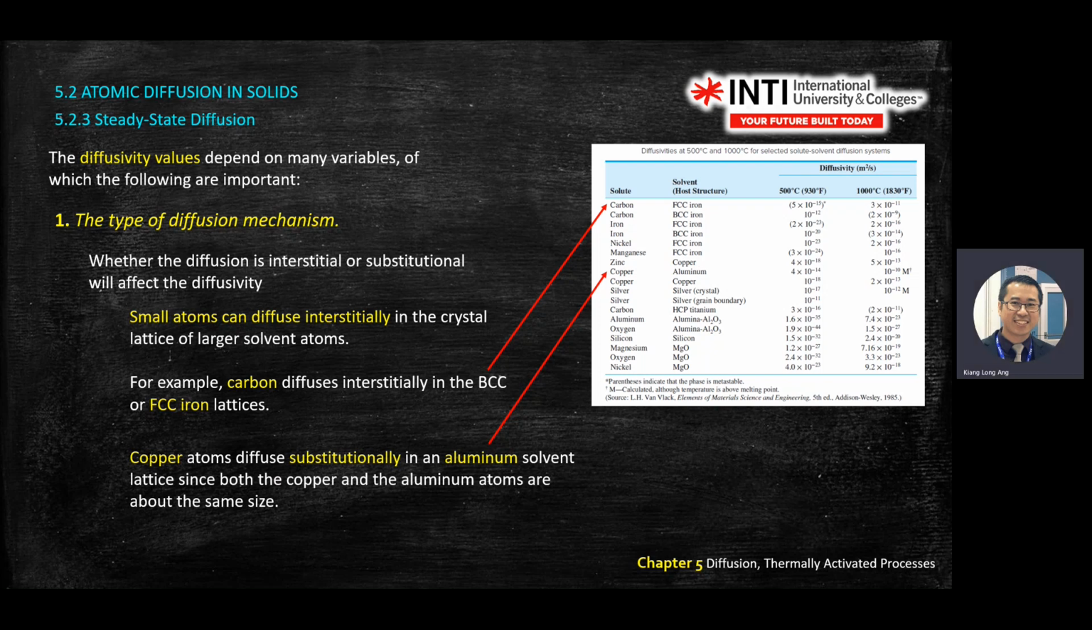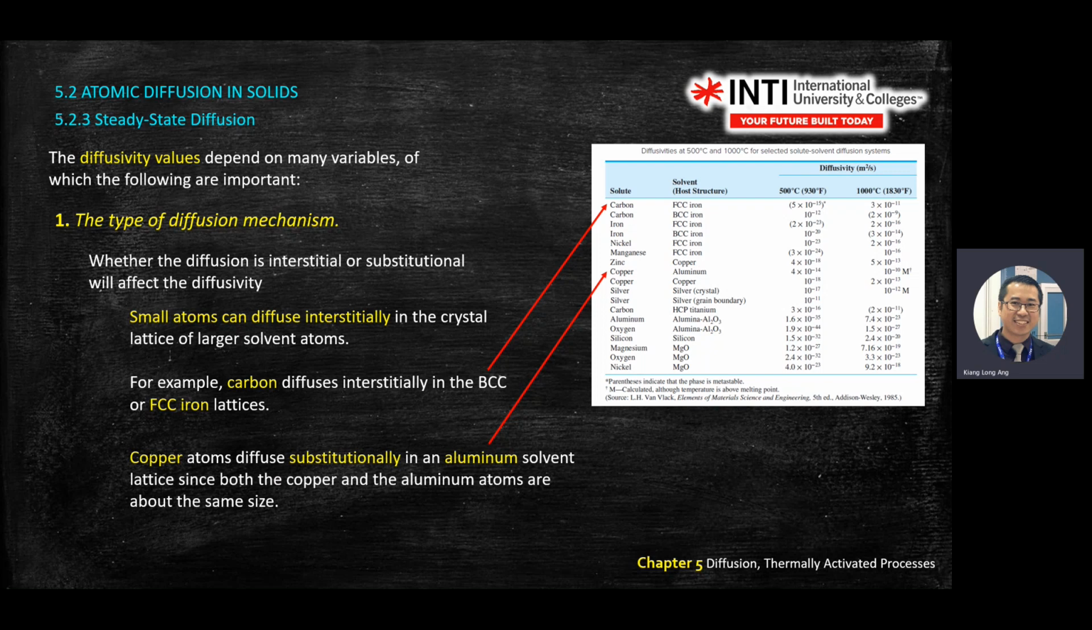How do you know which one is which? Referring to atomic radius, R. This one you learn in chapter 3 or chapter 2 when you learn about BCC, FCC. If the R of the solute is near to the solvent, this one is substitutional. If the R is smaller, then it becomes interstitial, meaning it can go inside the space.